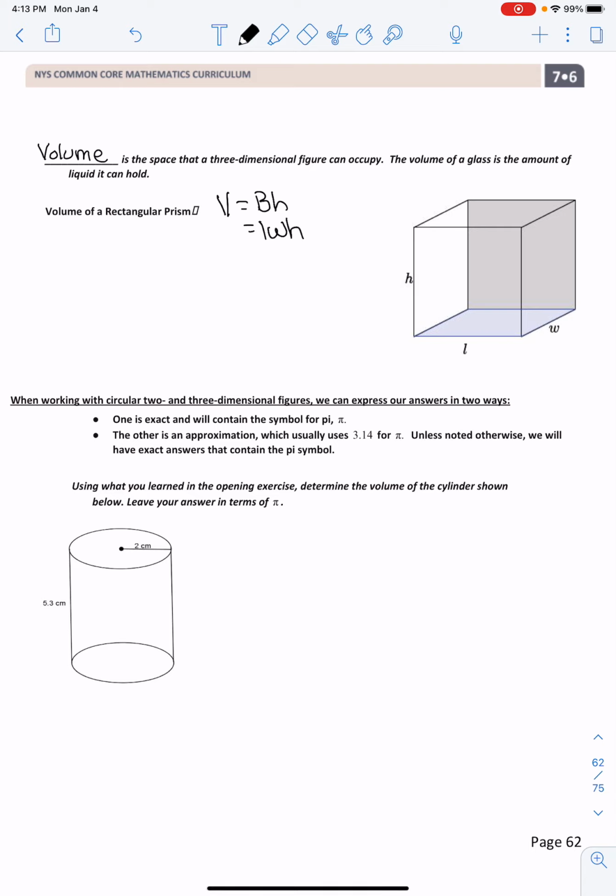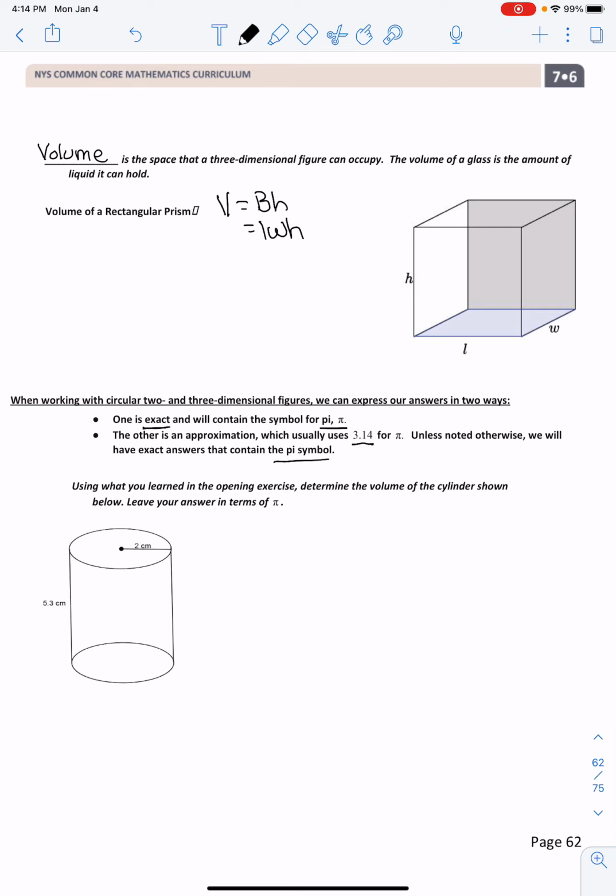Now, when working with circular two- and three-dimensional figures, we can express our answers in two ways. One is the exact answer, and remember this is exact, and will contain the symbol for pi. The other is an approximation, which usually uses 3.14 for pi. Unless noted otherwise, we will have exact answers that will contain the pi symbol.